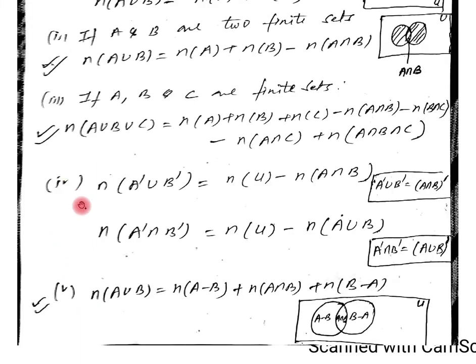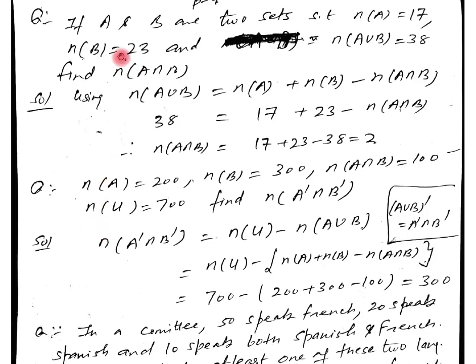Now let us see the question. The very first question is a very simple question. If A and B are two sets such that the number of A is equal to 17, the number of B is equal to 23, and the number of A union B is given to be 38, then we have to find out the number of A intersection B.